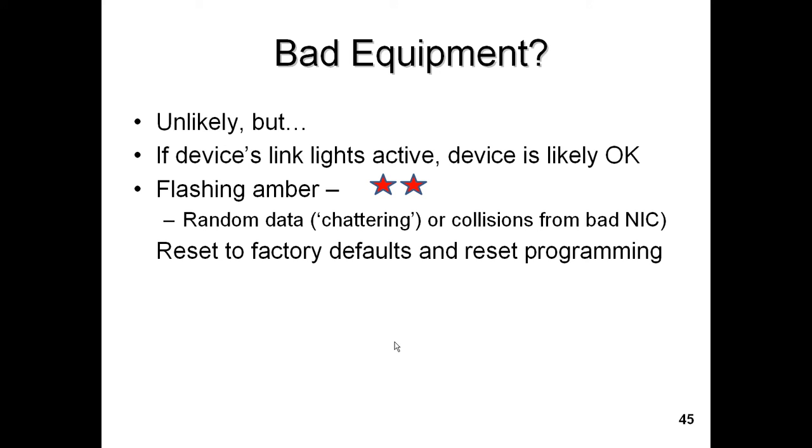Now, I already mentioned that chances of the equipment being bad are pretty slim, but it can happen. Remember that if your device link lights are active, chances are the device is okay. We could have a chattering NIC card or a bad NIC in a device. Very rare, but it can happen. And always be prepared to reset your device to its factory defaults and start over if that's what you have to do. And then you should be able to get that device up and functional on the network.